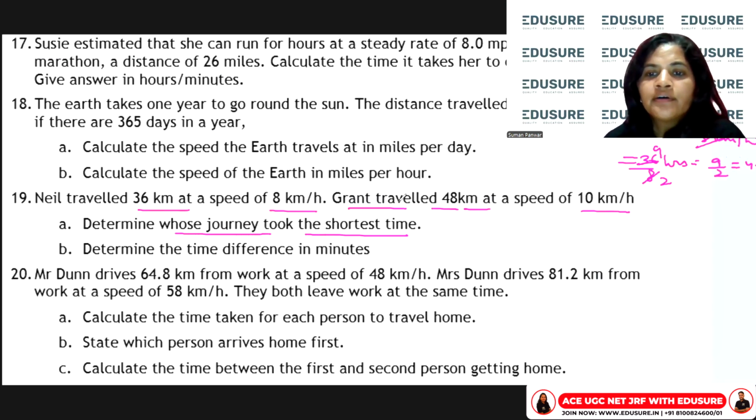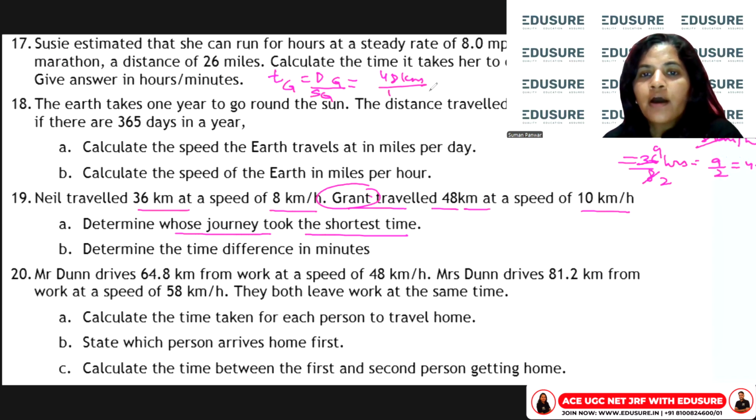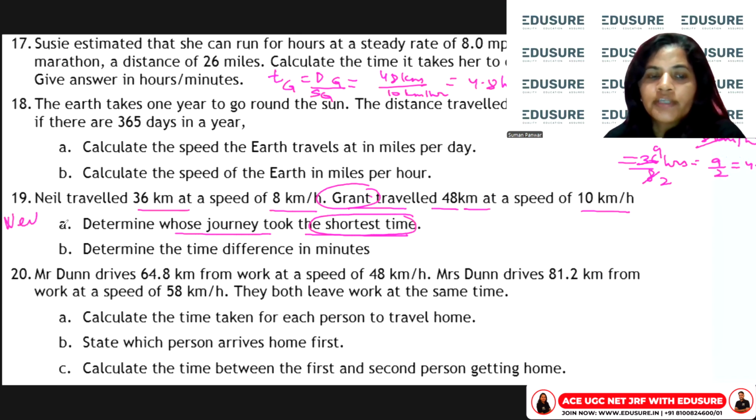And Grant. So let us look at the time of Grant. Time of Grant will be distance of Grant divided by speed of Grant, which is 48 kilometers divided by 10 kilometers per hour, which is 4.8 hours. So who took the shortest time? Neil took the shortest time.